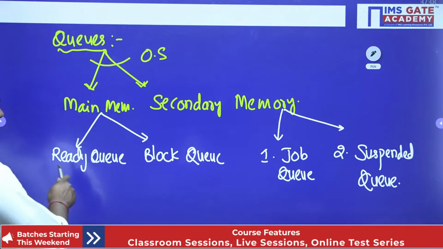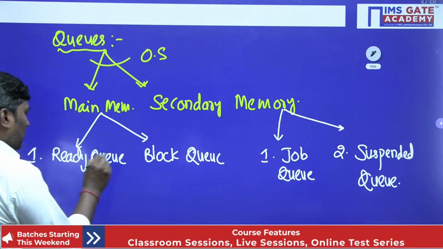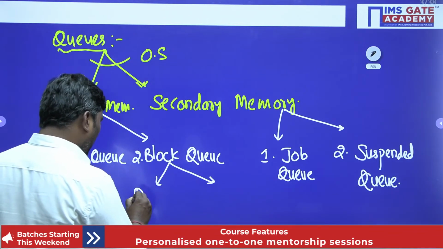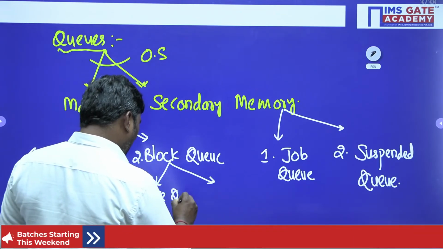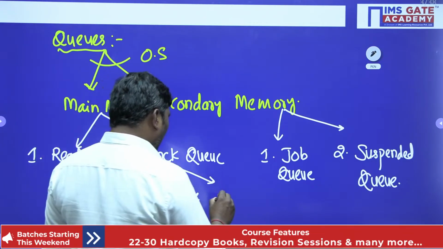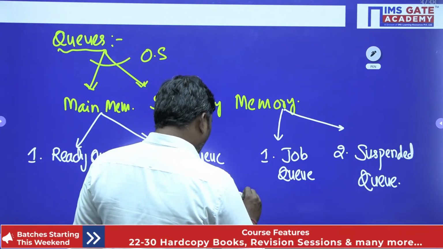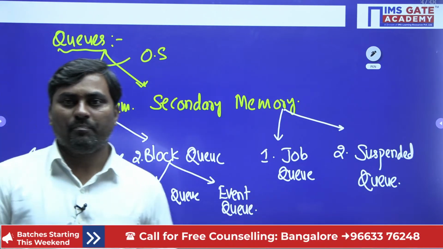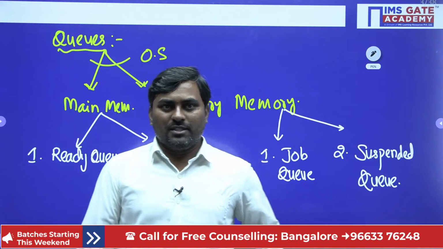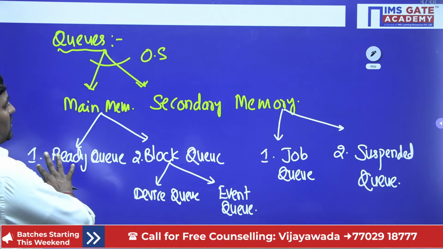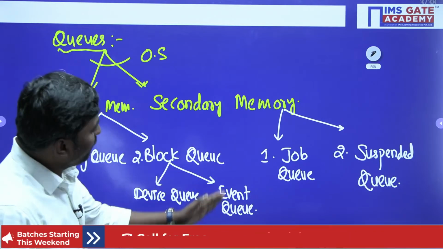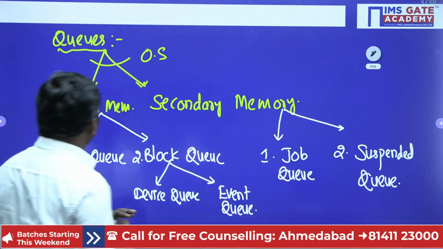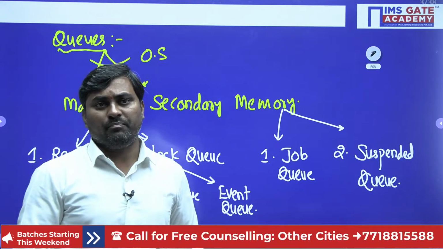Clear, all of you? So, the ready queue is 1 and the block queue is 2. The block queue is again classified into two types of queues: one is the device queue, and the second one is the event queue. Yes, everyone, please respond. Did you understand? Majorly there are 5 queues, but in main memory majorly 2 and in secondary memory 2 are there. So let us observe each one of them.